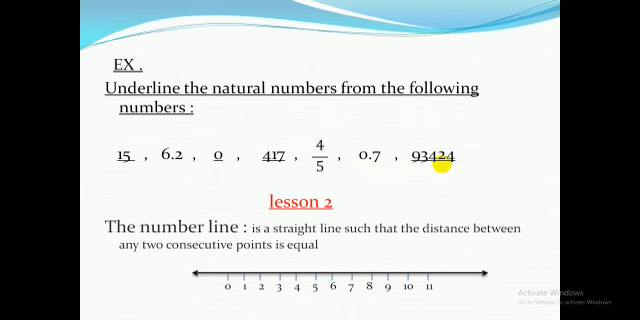Lesson 2. The number line. What is the meaning of number line? A number line is a straight line containing numbers such that the distance between any two consecutive points is equal. Okay, like here, I started from 0, 1, 2, 3, 4, 5, 6, 7, 8, and so on. You can stop at any point you want.